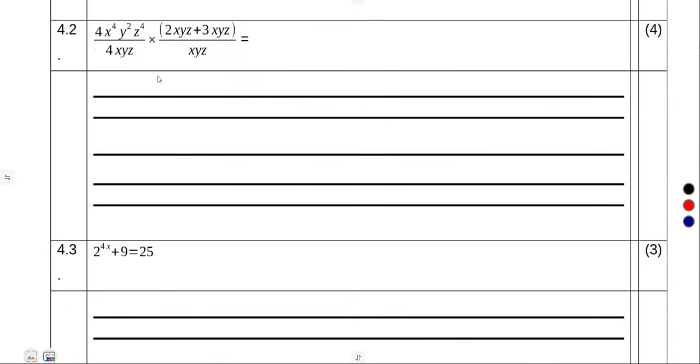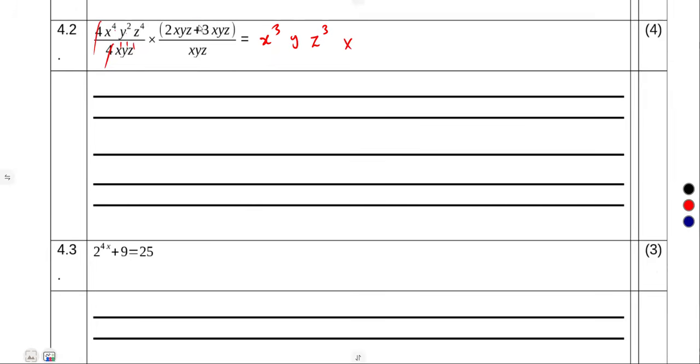We're just going to subtract our exponents as per division. So this is 1, 1, 1. 4 minus 1, that's going to be what? 3. 2 minus 1, that's a 1. So that's y there. 4 minus 1, that's a 3. So that's z to the exponent of 3 times.